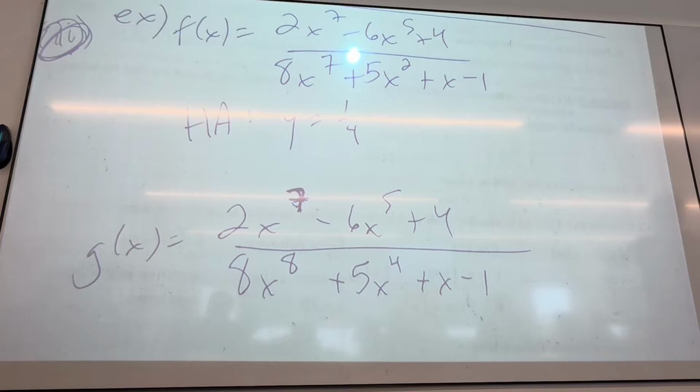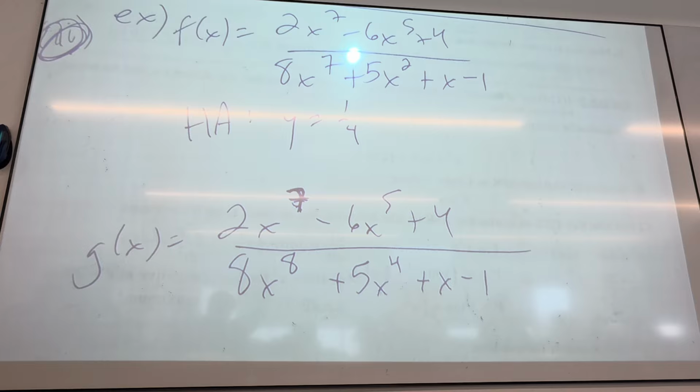Why is the horizontal asymptote 1/4 instead of 4? Oh, because 2 divided by 8 is 1/4. The 4 is not what we're looking at. If I asked what's the y-intercept, the y-intercept would be -4. The end behavior is all about who's growing the fastest on the top and the bottom. Yes, and that's the highest degree term.